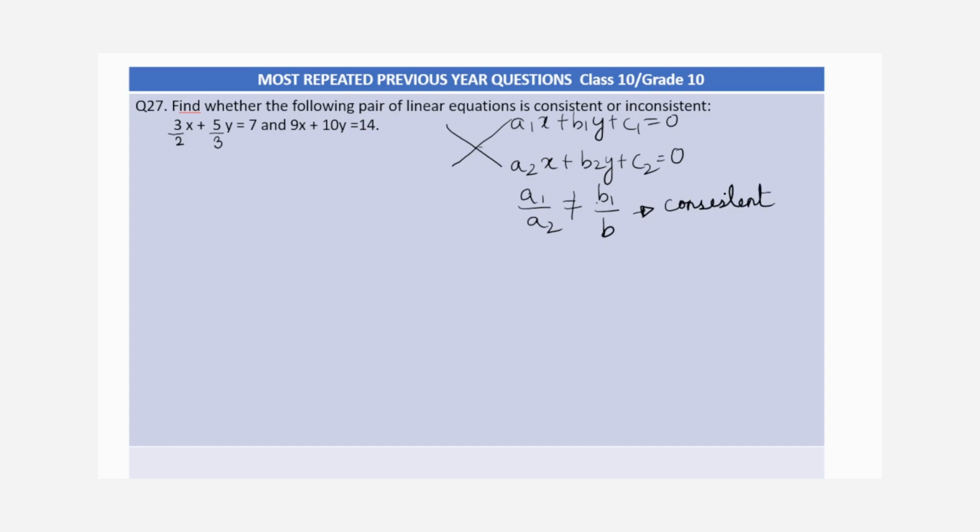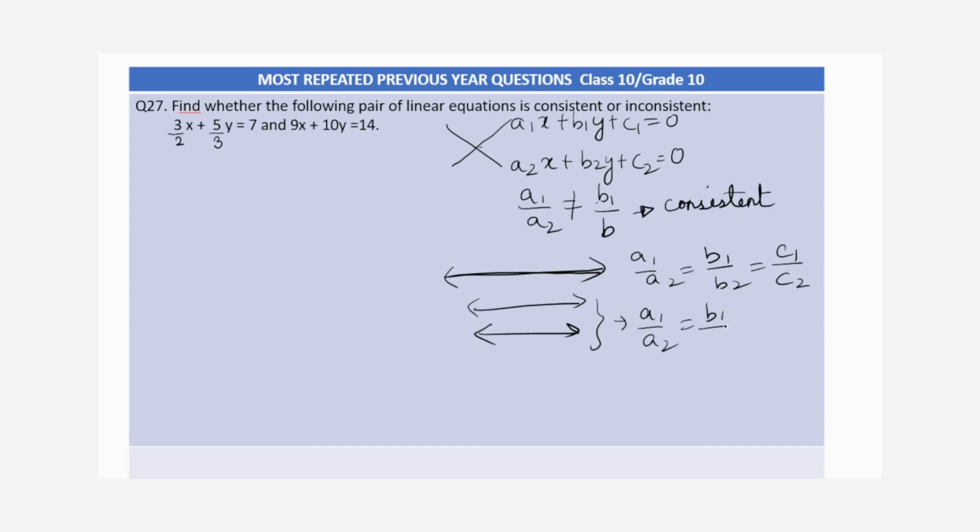See, this is something that we can visualize also. If a1 by a2 and b1 by b2 are equal, then either they are coincident lines, meaning one line is lying over the other, or they are parallel to each other. In case of coincident lines, a1 by a2 is equal to b1 by b2, and this is also equal to the constant terms ratio c1 by c2. All the ratios will be the same. But in case of parallel lines, a1 by a2 is equal to b1 by b2, but that ratio will not be equal to the ratio of constant terms, that is c1 by c2.